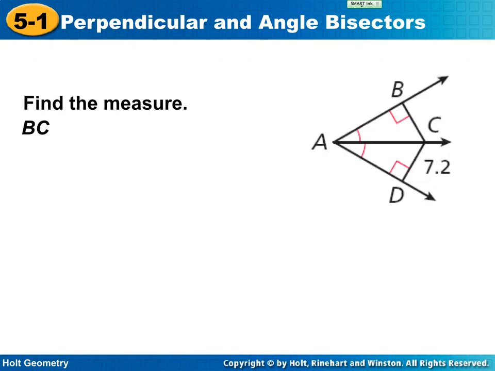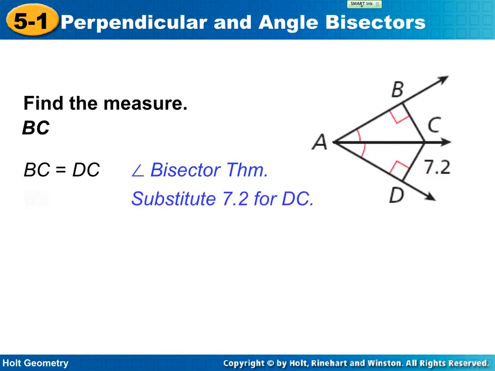Again, can use the locus of points. This is a picture that would relate to either the angle bisector theorem or its converse. Now in this one, we do know that the angle's bisected, so we're using the original theorem. The original theorem said a point that's on that angle bisector is equidistant from the sides. So what's the length of BC? 7.2, just like DC. It's the same distance to each side.